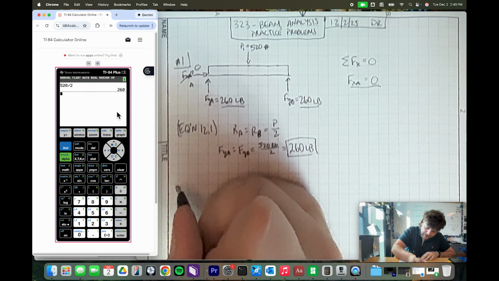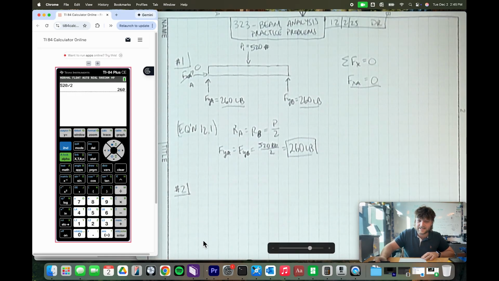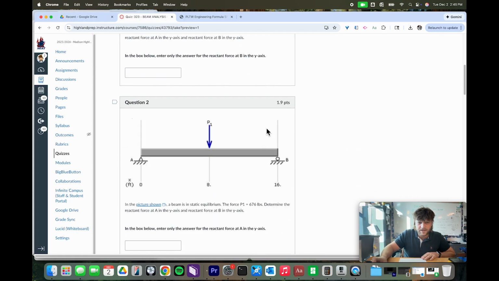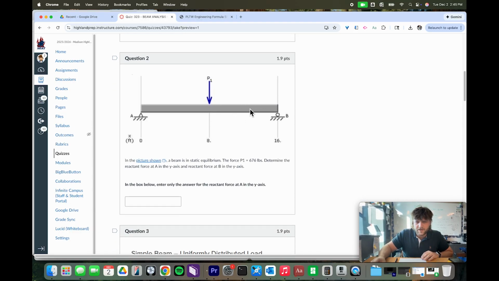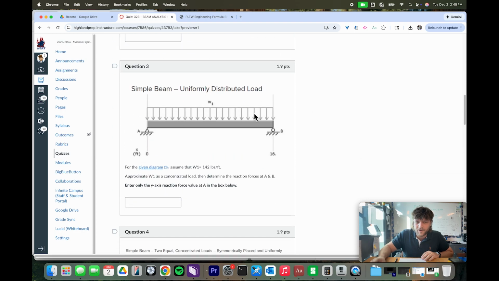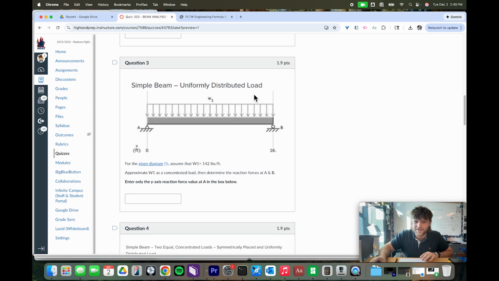Let's go ahead and check out the second example here. So if we go back to this, we can scroll down here. We're going to put in our value there too, by the way, 260 pounds. So question number 2, we're going to actually skip that one because that's exactly what we were just doing. We'll go ahead and go to question number 3 here, which is going to be the simple beam with a uniformly distributed load.